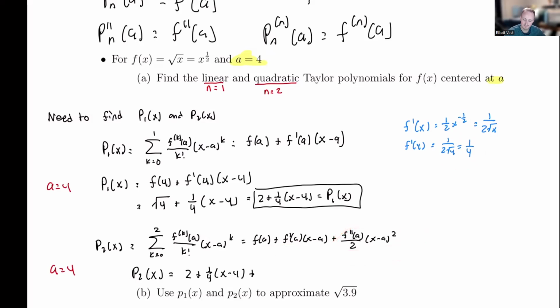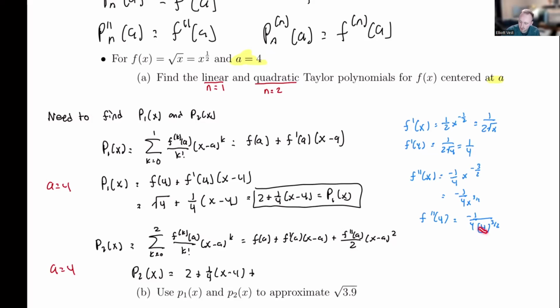I don't know what this is yet. I need to find a second derivative now. So what is f double prime of x? It's negative 1/4 x to the negative 3/2 here. Which means f double prime of 4 is going to be negative 1/4 times 4 to the 3/2. So that's getting a little saucy here, but it's something I can do. Square root of 4 is 2. 2 cubed is 8. 8 times 4 is 32. So this is negative 1/32.